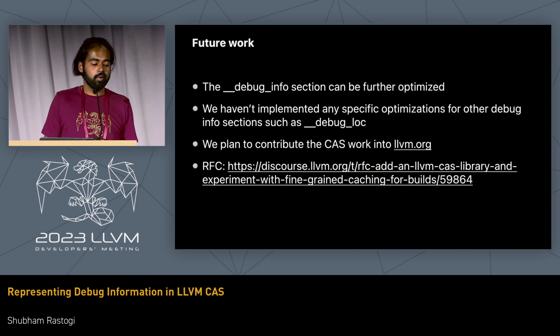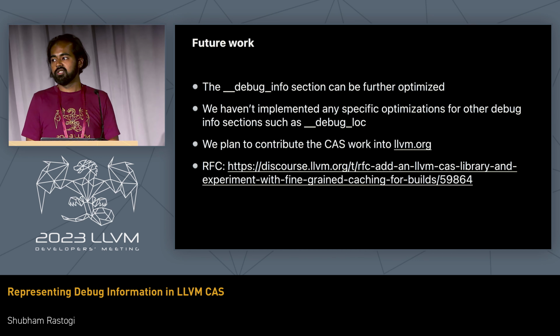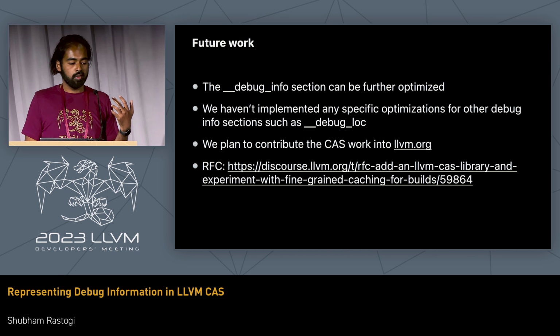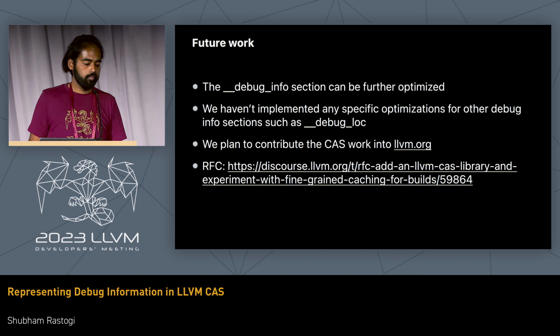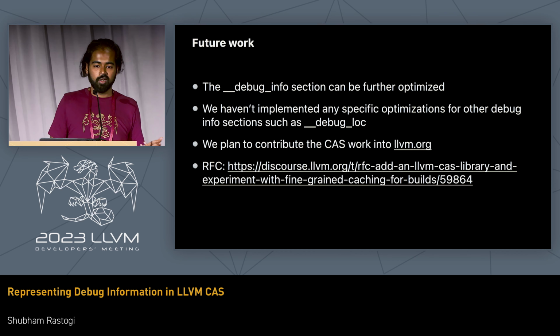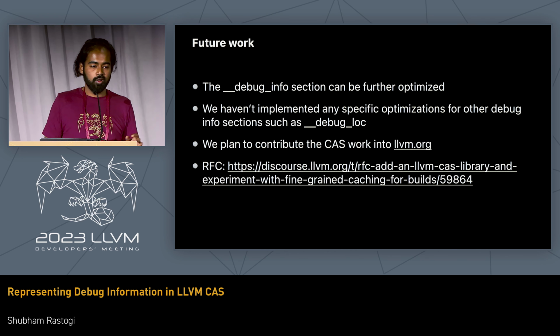We also have not implemented any specific optimizations for the other debug information sections, such as the debug loc section, the debug ranges section, and so on. We do plan to contribute all the CAS work into upstream llvm.org. And once again, I just wanted to post the RFC to our llvm-cas library if anybody wants to check it out.